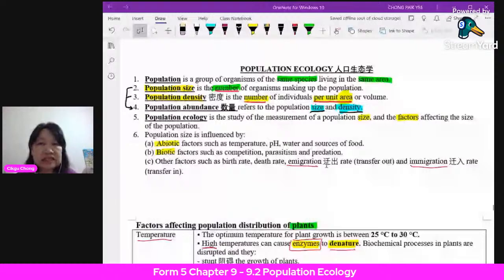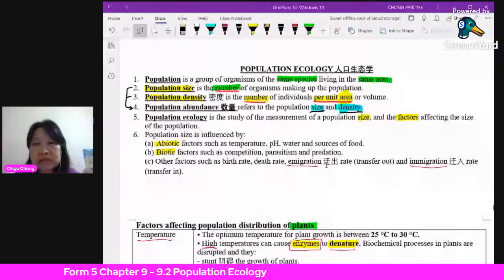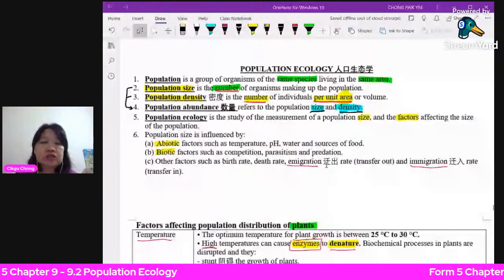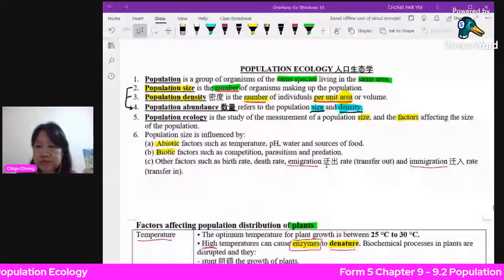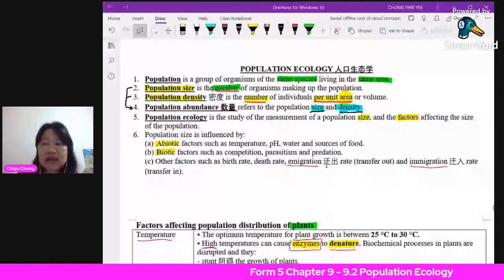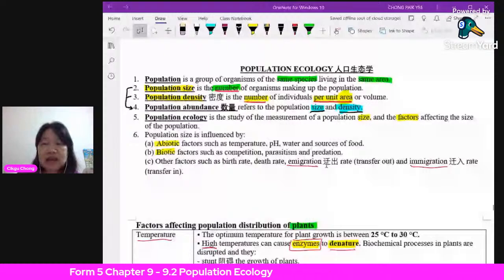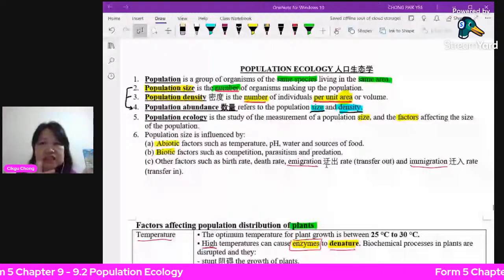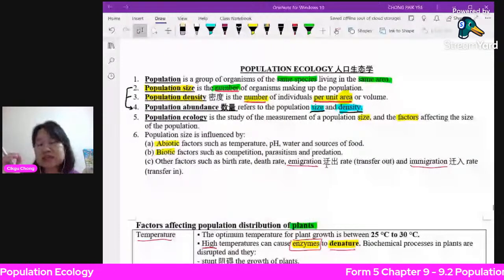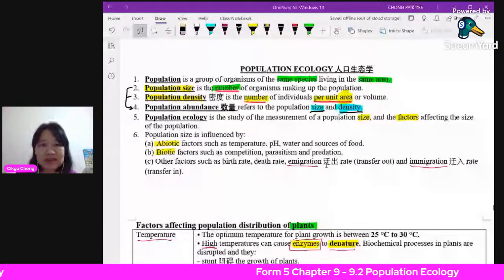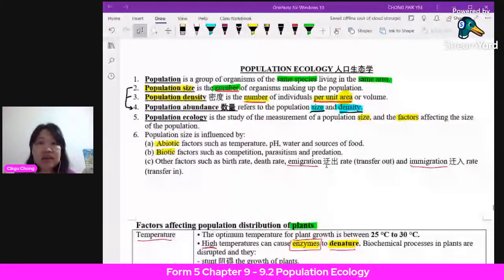That is the optimal, that means the best. It's the best temperature for our enzymes to work. Okay? And for plants, it is not 37. It is between 25 to 30. It's roughly around 27. So you can just imagine 10 degrees lower. All right, okay? So now why does temperature affect the distribution?